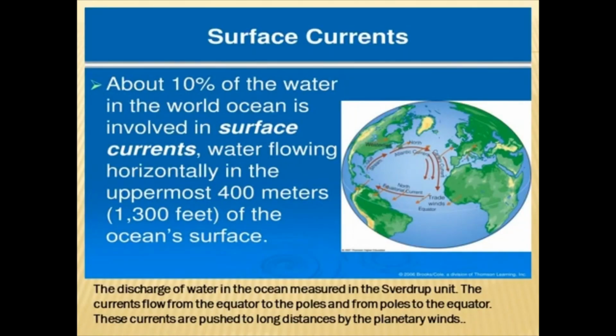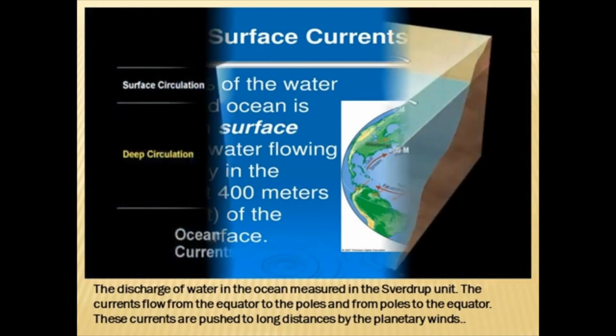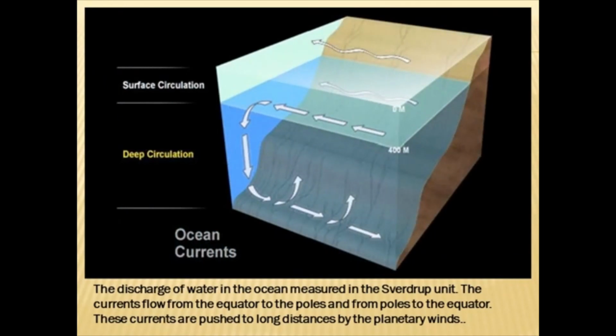Surface currents, also known as horizontal ocean currents. The flow on the surface of the ocean moves only 10% of the oceanic water. The surface flow is considered up to 500 meters of depth. The discharge of water in the ocean is measured in the Sverdrup unit. The currents flow from the equator to the poles and from the poles to the equator. These currents are pushed over long distances by the planetary winds.